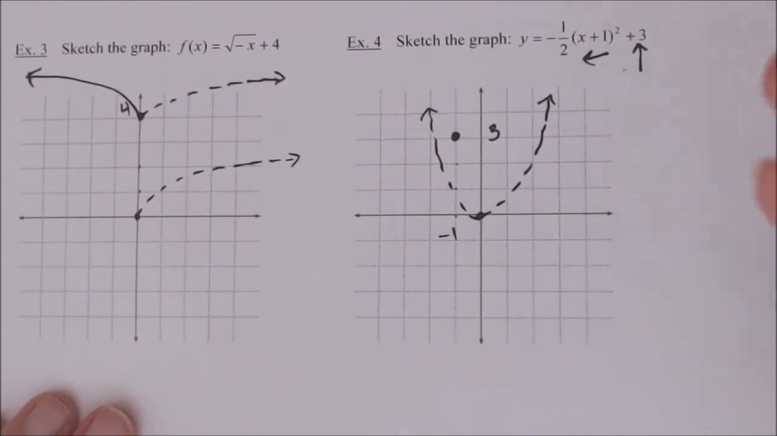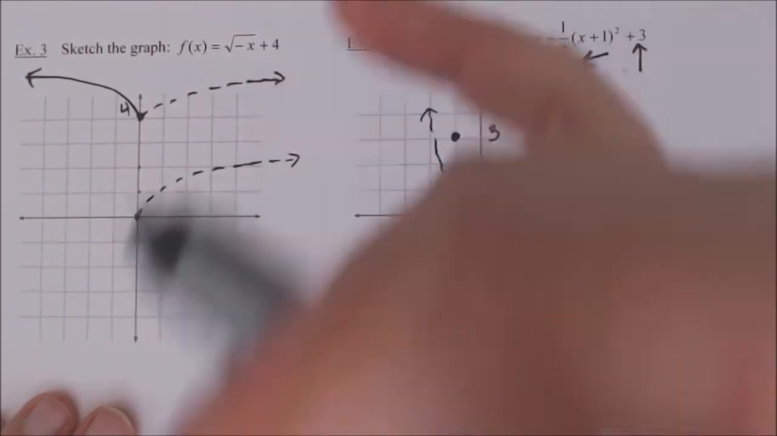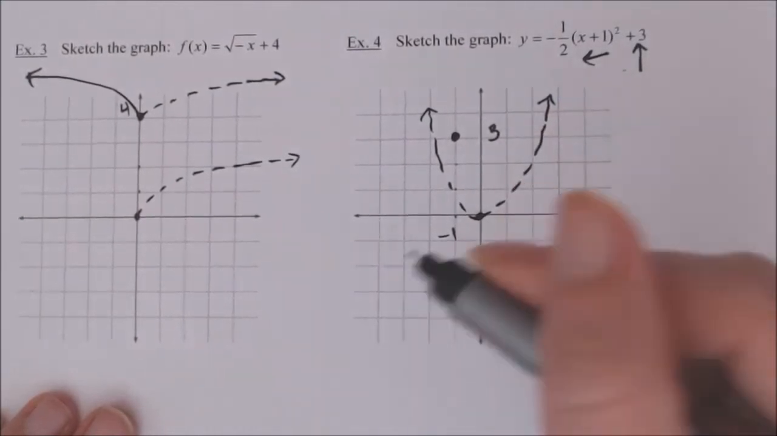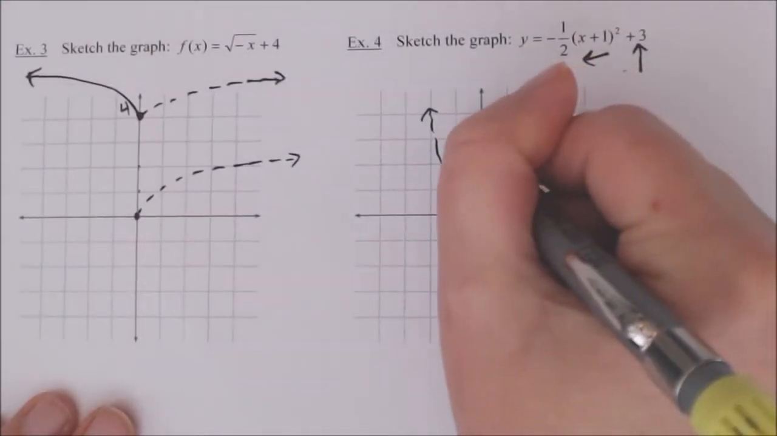And then there's a negative in the front. So normally the negative would reflect it, since it's in the front, over the x-axis. So instead of opening up, it would make the parabola open down. It's still going to have that reflection. It's just going to do so from this point.